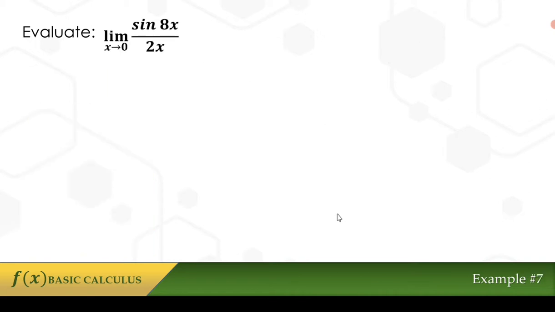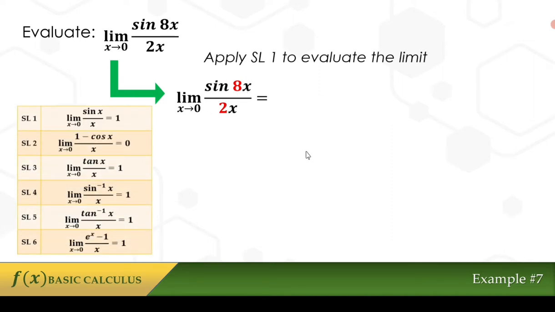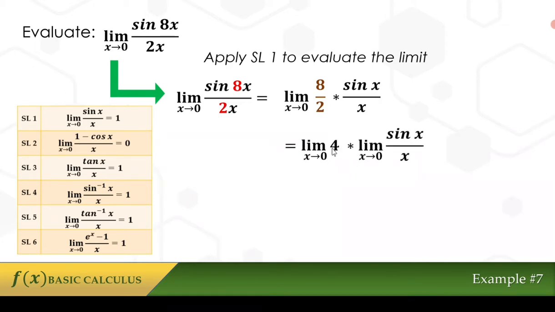Next, how about example number 7? Limit of sine 8x all over 2x as x approaches 0. Okay? Now, same rule again, we need to apply the special limit to solve this problem, okay? So we need to factor out 8 all over 2 to simplify this one. This one will give us limit of 8 all over 2 as x approaches 0 times sine x all over x. So again, that is equal to limit of 4 as x approaches 0. So that's a simplified form of 8 all over 2. And times the limit of sine x all over x as x approaches 0.